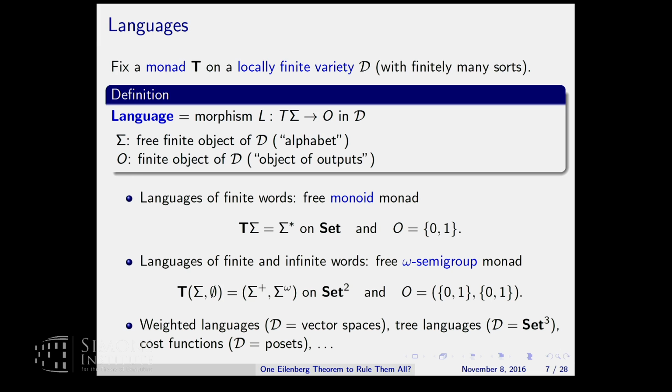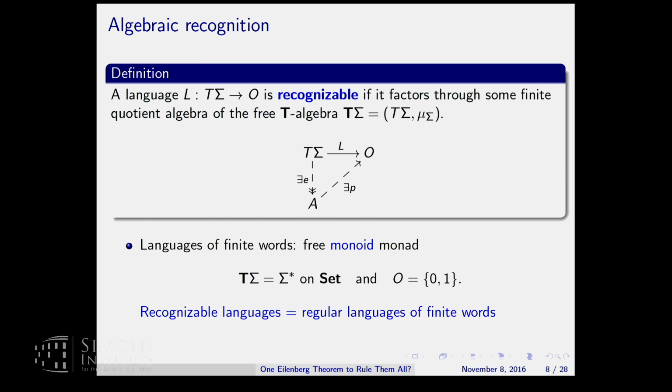And then for other examples, you have to instantiate the data differently. So for example, for weighted languages, you take vector spaces. For tree languages, you need three-sorted sets. For cost functions, you need posets, and so on and so forth. I can't really show you all the more than 12 examples in detail here.